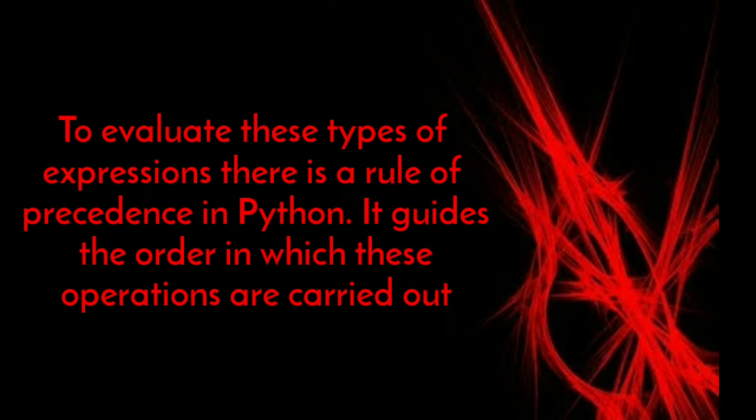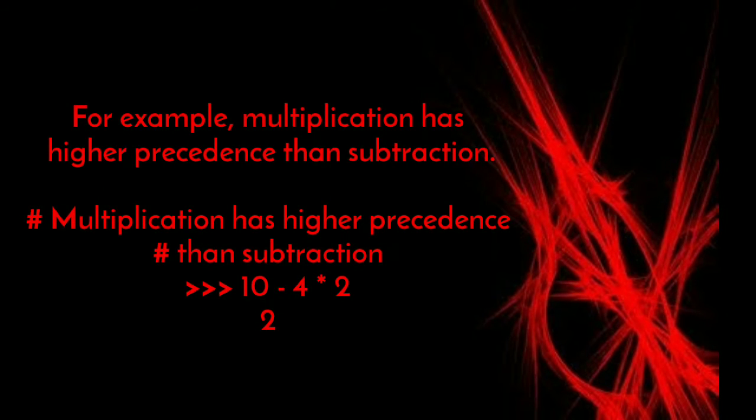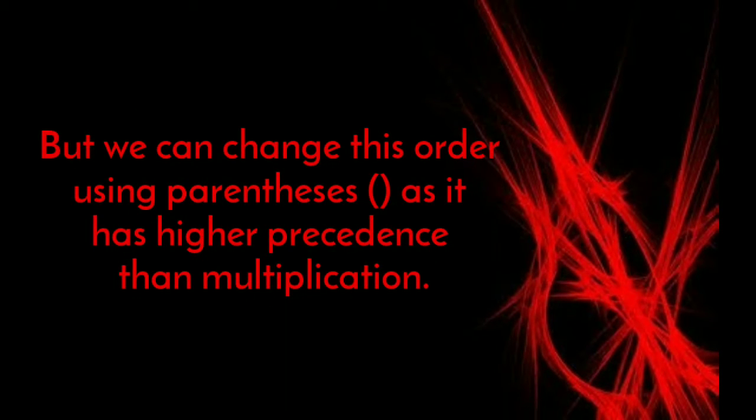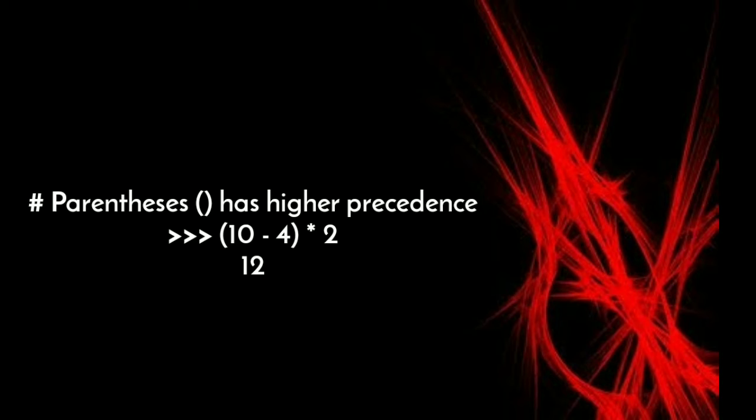To evaluate these types of expressions, there is a rule of precedence in Python. It guides the order in which these operations are carried out. For example, multiplication has higher precedence than subtraction, which means in an expression, if there is both subtraction and multiplication, the operation of multiplication is performed first and subtraction next. Now here is an example. But we can change this order using parentheses, as they have higher precedence than multiplication. Now here is an example using parentheses.